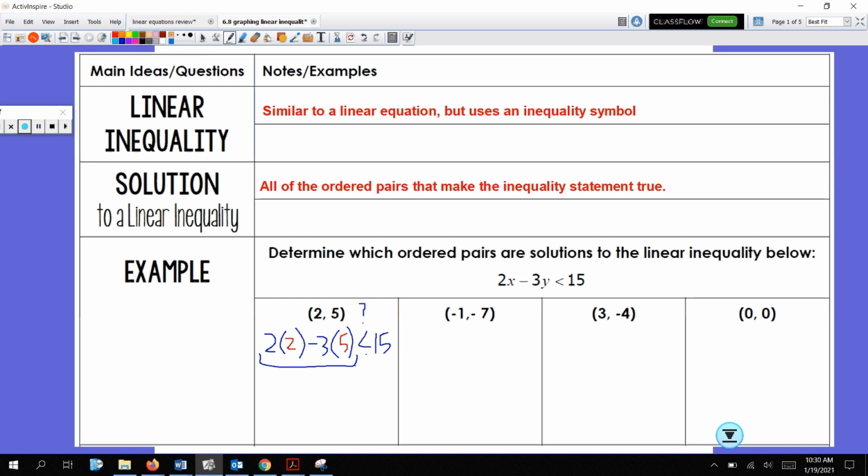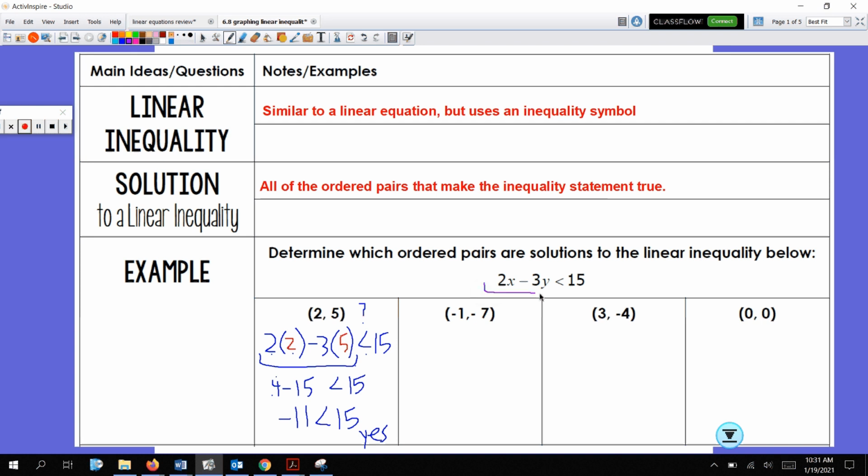Let's simplify. 2 times 2 is 4. Negative 3 times 5 is negative 15. I still want to know, is that less than 15? 4 minus 15 is negative 11, and negative 11 is in fact smaller than 15. So yes, this does satisfy the inequality statement. It makes it true. Let's take a look at the second example, okay?